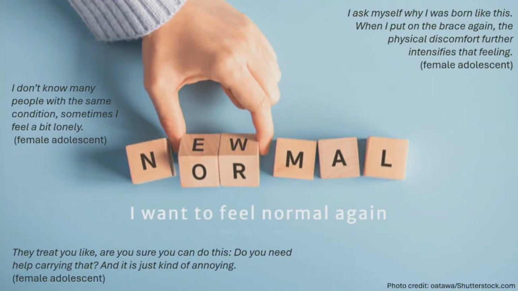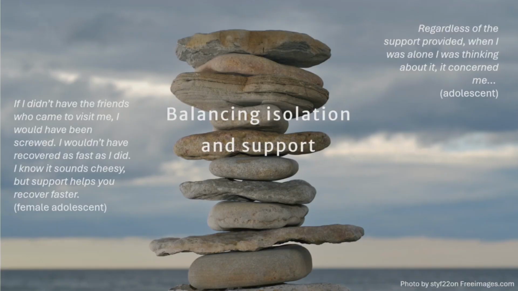I want to feel normal again. So this theme was about feeling normal, but also more feeling different, not having others that were like you or just feeling like an outsider. Then balancing isolation and support. Again, there were feelings of loneliness, although there were friendships made, but also friendships lost. And especially with this group, there was a lot of support and foundation in the parent relationship.